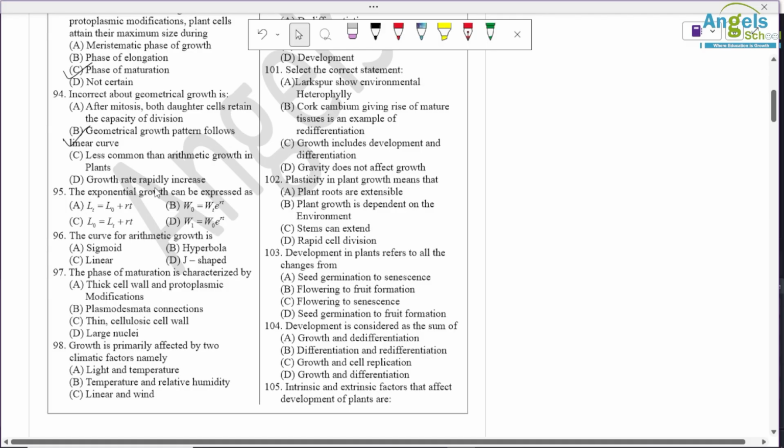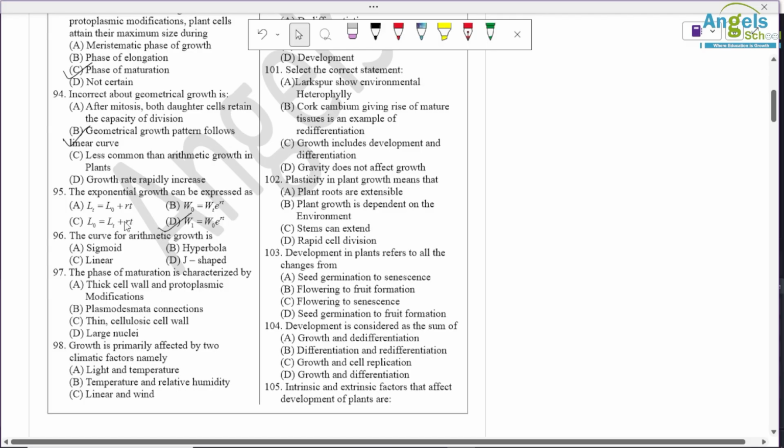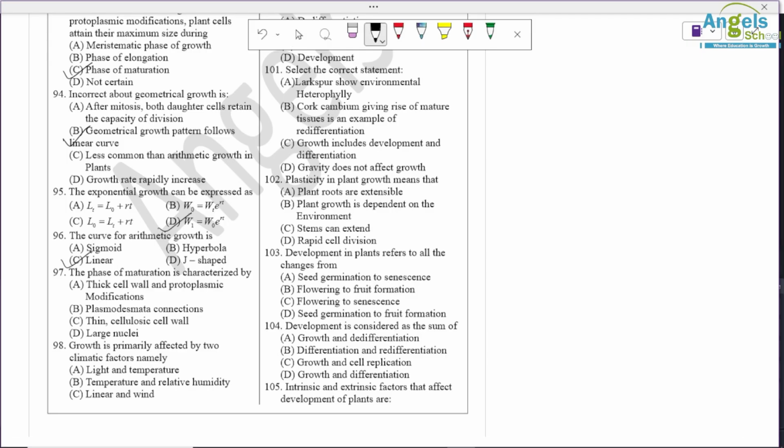95, exponential growth can be expressed as. So the correct option is D. Wt is equal to W naught e raised to rt. So it is a correct explanation of exponential growth. Question number 96. The curve for arithmetic growth is. So for arithmetic growth, the curve is linear only.